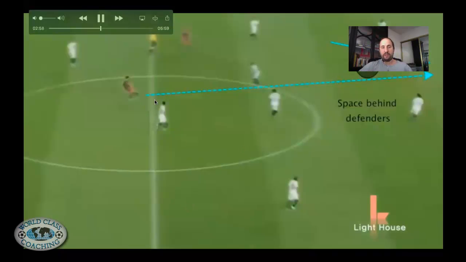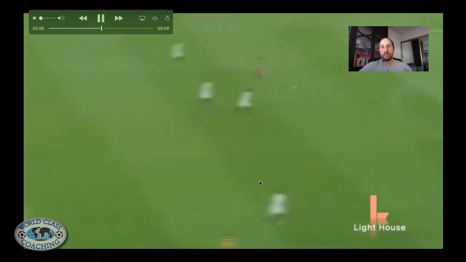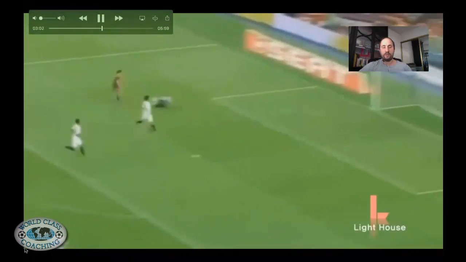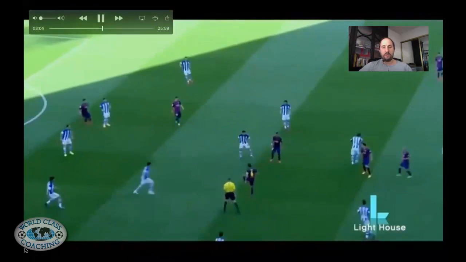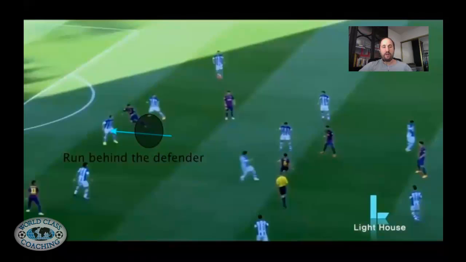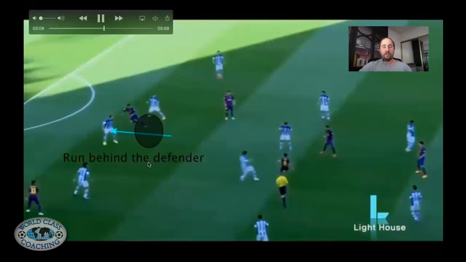So you can find it long, right? A long through ball behind the defenders. You can find a runner behind and the ball over the top.